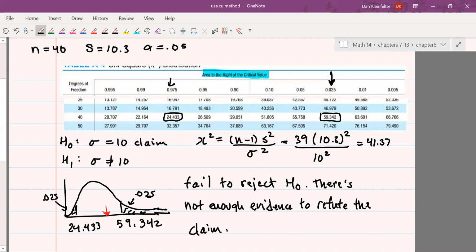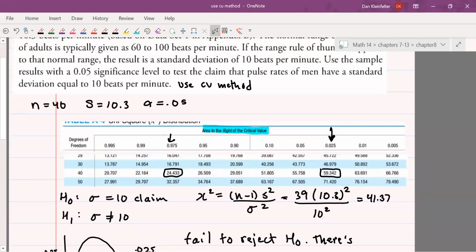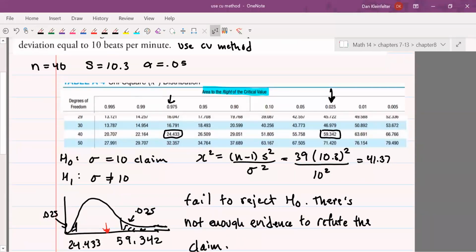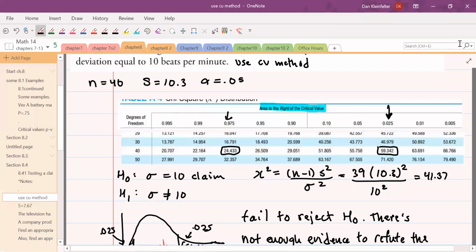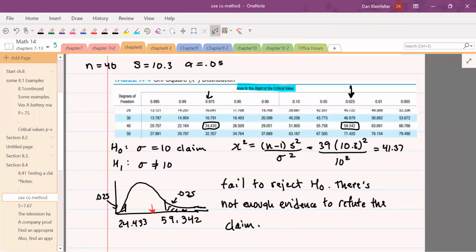Okay, again, what this is doing is a claim has been made that the standard deviation is 10. We got a sample where the standard deviation was 10.3, which is of course different. So the question you ask yourself, okay, is the standard deviation truly not 10? Or is that 10.3 just deviation due to chance? We went through the statistics here, the process, and we've concluded basically that that difference is due to chance. That's more likely than the standard deviation not being 10.